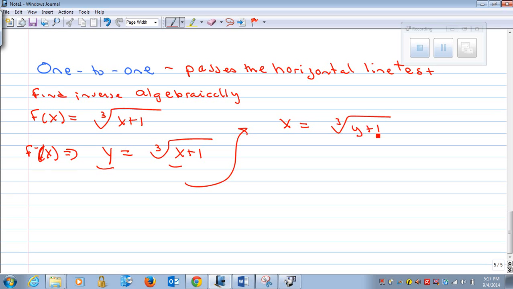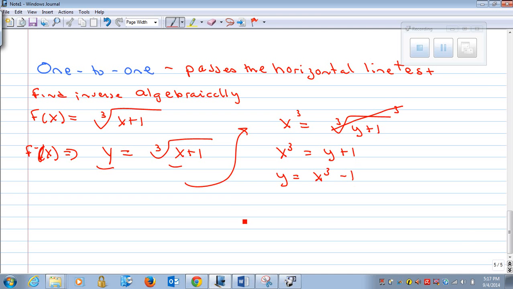So to get rid of the cube root, I'm going to cube both sides. So now I have x cubed equals, this cube will get rid of the cube root, and you're left with y plus 1. And then I would need to subtract the 1 to solve for y again. So I would get y equals x cubed, and then I'd subtract the 1, minus 1.